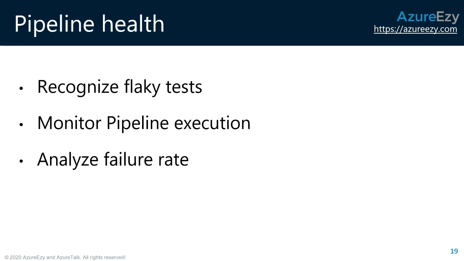So if pipelines are taking too much time, or if you are using so much hosted agent time, can you replace it with a private agent?